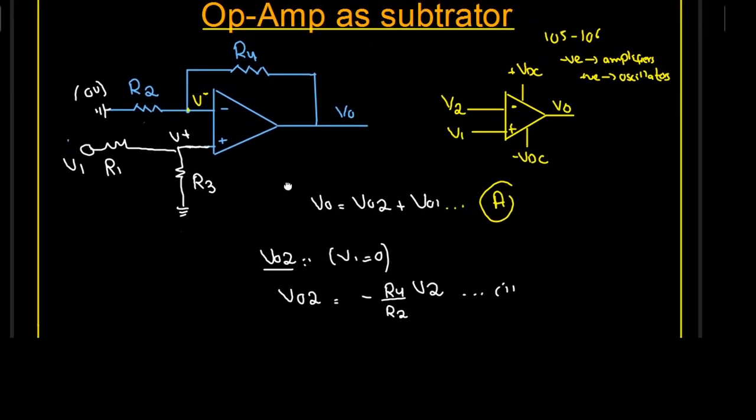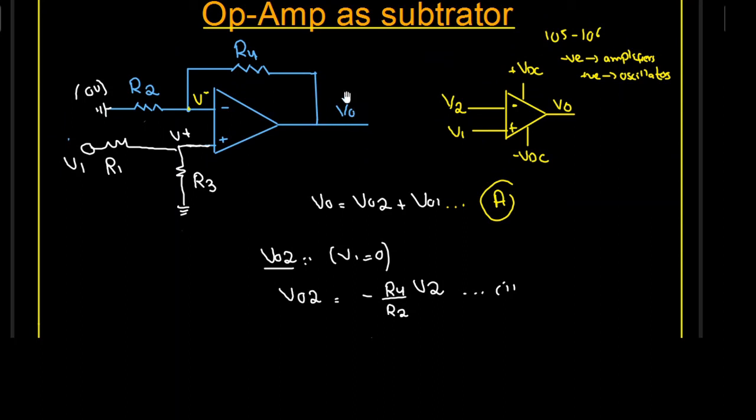So to use an operational amplifier as a subtractor or as a differential amplifier, we need to use this circuit. So this circuit behaves as a differential amplifier or as a subtractor.